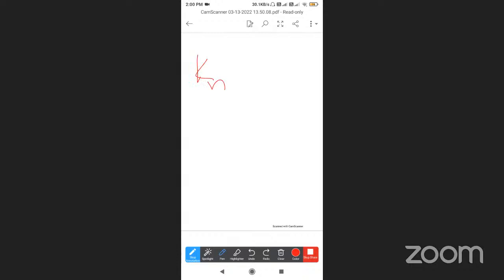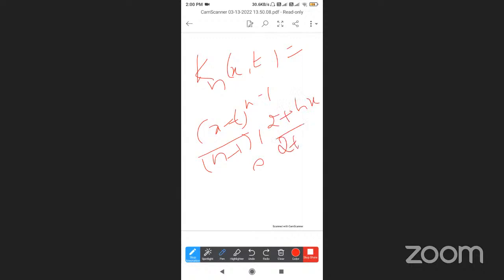Similarly, Kn of x comma t is x minus t whole power n minus 1 by n minus 1 factorial, into 2 plus cos x by 2 plus cos t. This is on page number 332, where I am taking n minus 1 by n minus 1 factorial. This is called the resolvent kernel. So what is the resolvent kernel?